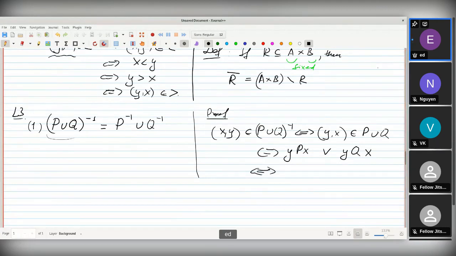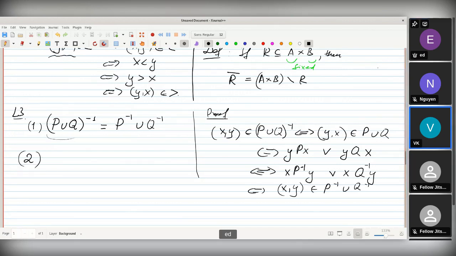And now we can individually converse both these relations. So this means that xy belongs to the converse of P. Similarly here, xy belongs to the converse of Q. That is, xy belongs to the union of the two. Is this idea clear? Yes.